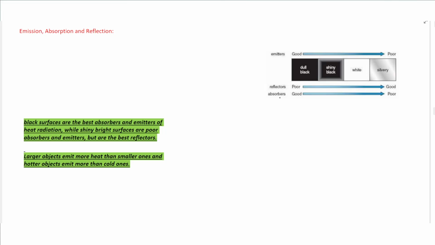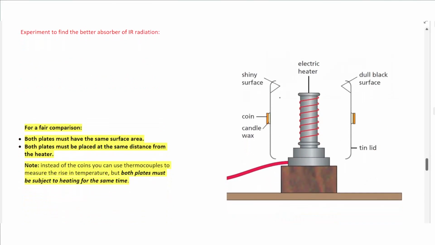emitted or absorbed. If you are checking which surface is a better absorber of heat radiation, you need the surfaces to be cold, and you need an external source of heat. To test the theory, you must check that there is no conduction, so no contact between the surfaces and the heater, because conduction happens through contact, molecules that are adjacent or next to each other, and no convection, so you do not place these surfaces above or below the heater. You place them by the side.